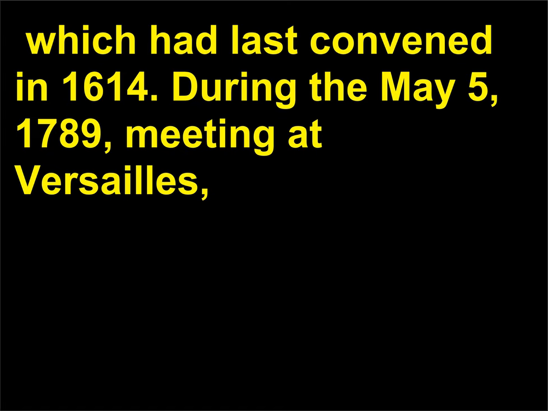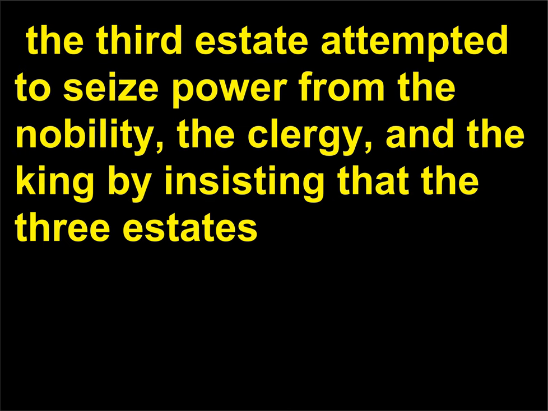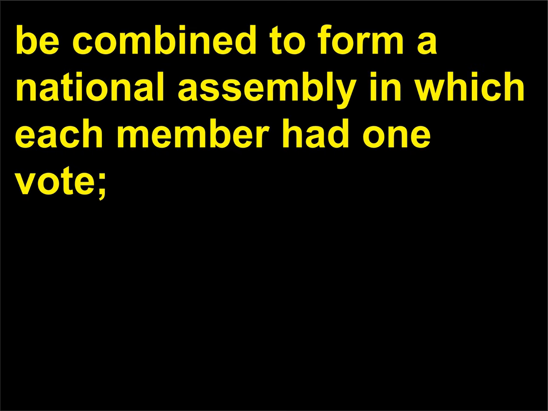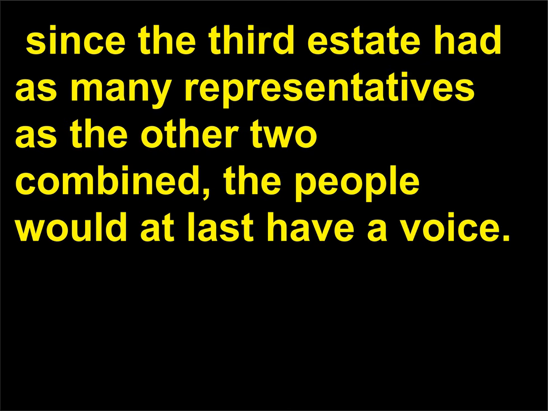The Third Estate attempted to seize power from the nobility, the clergy, and the king by insisting that the three estates be combined to form a national assembly in which each member had one vote. Since the Third Estate had as many representatives as the other two combined, the people would at last have a voice.